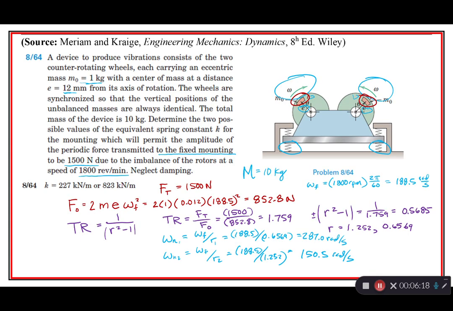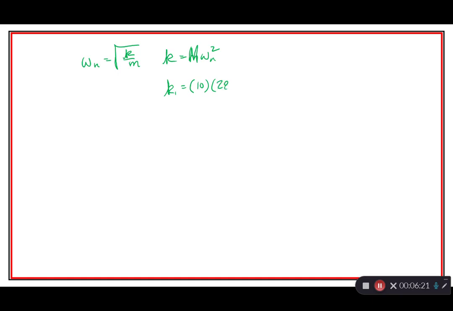Okay, so with that, we know that omega n is the square root of k over m. So we can say k is equal to m times omega n squared. So that first one, what did we say the mass was? Well, they had the total mass. This one should be the total mass, like capital M. Total mass is 10, and omega n is 287 squared. So we look at that one, and we get 823.5. And it gets big, right? So you have to be careful here. So I went ahead and turned them into kilonewtons per meter.